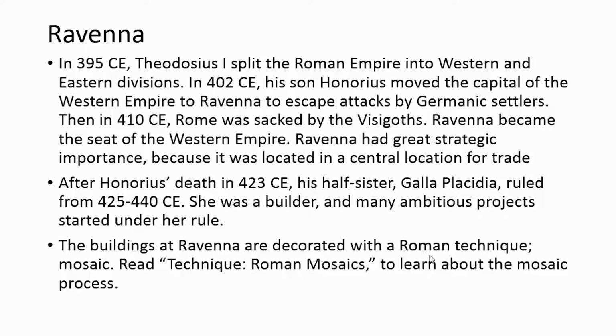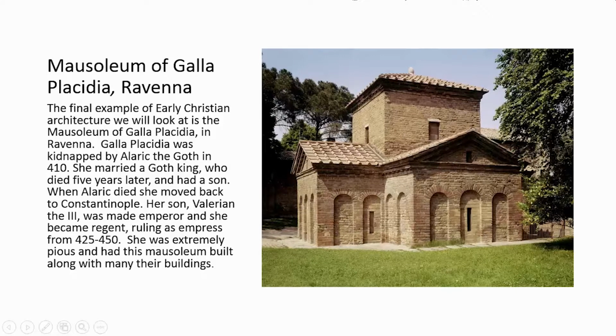and the Mausoleum of Galla Placidia is what we're going to look at now. There's many buildings at Ravenna, both from early Christian and Byzantine. They're all decorated with just incredible Roman mosaics, and there's a really good description in your text about the mosaic process. So here is the Mausoleum of Galla Placidia in Ravenna. She built lots of buildings, but this is a very important one, and it's so beautiful. It's intact today, just as she made it.